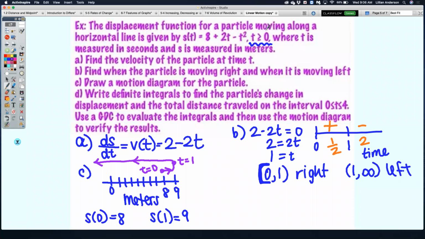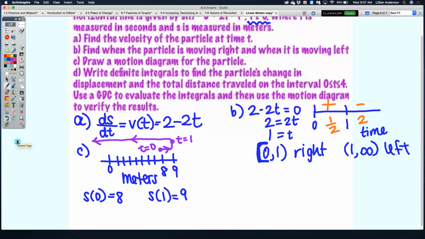So in part D, it says write the definite integrals to find the particle's change in displacement and the total distance traveled on the interval from 0 to 4. Use a graphic display calculator to evaluate the integral and then use the motion diagram to verify the results. The reason why we have to use our graphic display calculator here is when we do the total distance traveled, that's the absolute value of the velocity function. And I haven't taught you guys how to find the antiderivative when absolute values are involved. That's for HO, not SO.